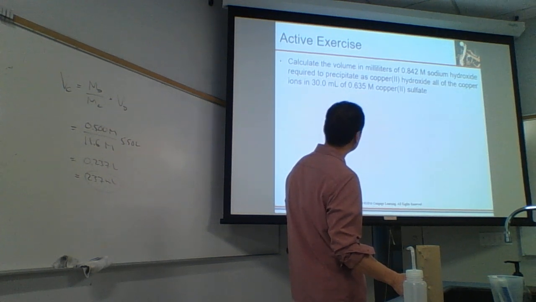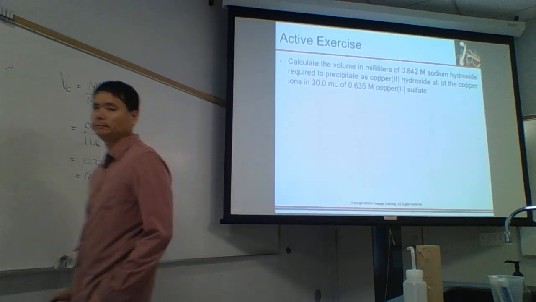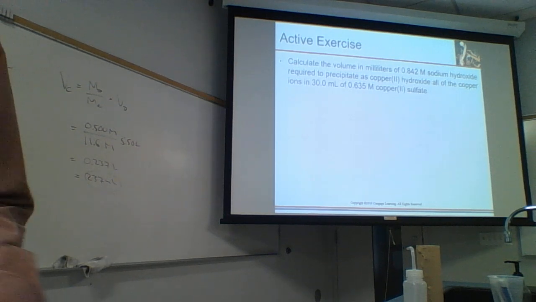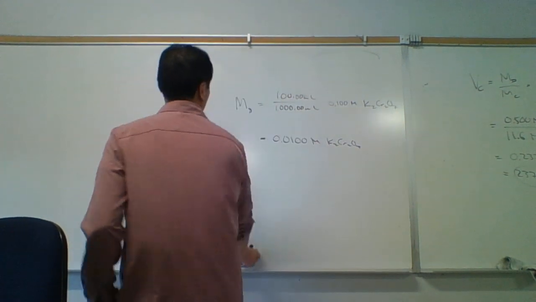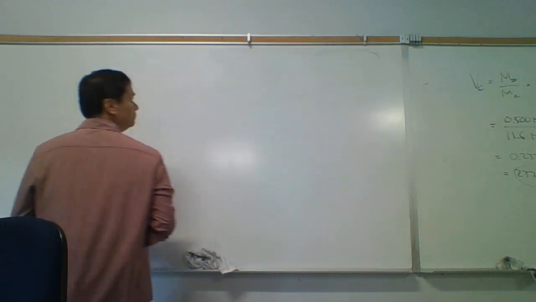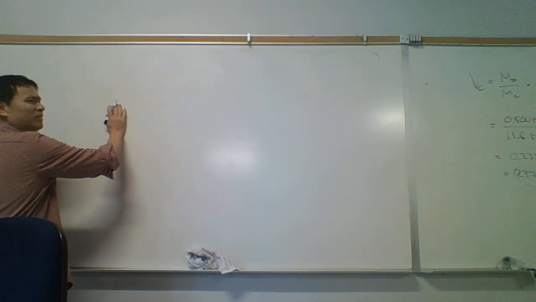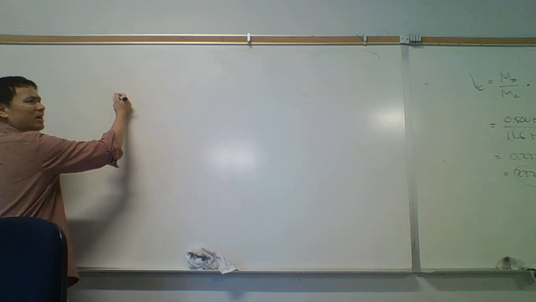Calculate the volume in milliliters of 0.842 molar sodium hydroxide required to precipitate as copper-2 hydroxide all of the copper ions in 30.0 milliliters of 0.635 molar copper-2 sulfate. Right. Well, the first thing in stoichiometry is we need balanced chemical equations. So let's go ahead and write that out. The balanced chemical equation for this is going to be sodium hydroxide and copper-2 sulfate.